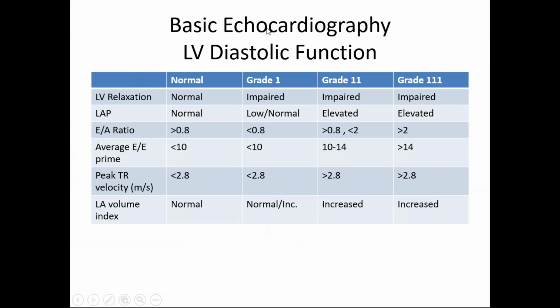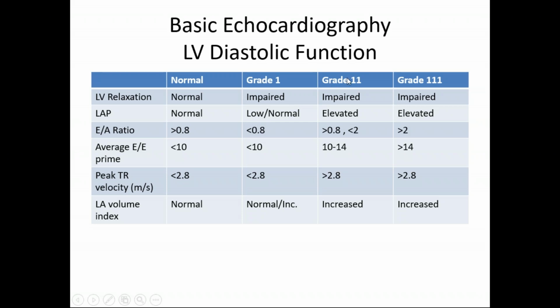And you can revert to your table. In the table, you have LV relaxation, left atrial pressure, E to A ratio, the average, well, we use medial, but they have average E to E prime ratio, and TR velocity. So if your patient is normal, they have no LV relaxation problem, left atrial pressure is normal, E to E prime ratio is going to be normal, TR velocity is going to be normal, and left atrial volume is going to be normal. Your grade 1 patient, the E prime is going to be abnormal, and everything else is going to be normal.